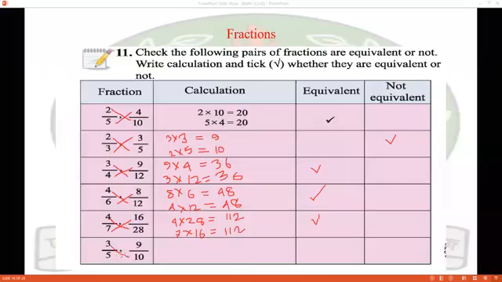Here 3 into 10, 5 into 9. So 9 into 5, we get 45. 3 into 10, we get 30. So this is not equivalent. In this way, we have to find out which fractions are equivalent or which fractions are not equivalent. We have to find in this way.